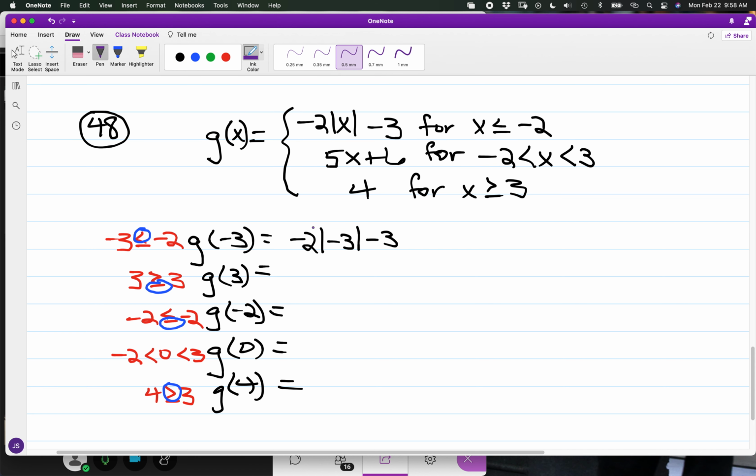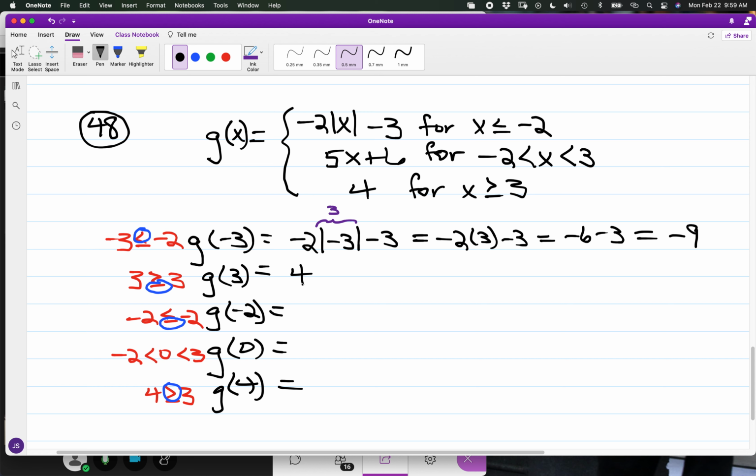So we're going to have -2 times 3, followed by the subtraction of 3. And -2 times 3 is -6. And -6 minus 3 is equal to -9. Okay. And for g of 3, 3 again belongs to the last inequality. And the only thing we do here is that for those values of x from 3 inclusive on up, that is going to be equal to 4.